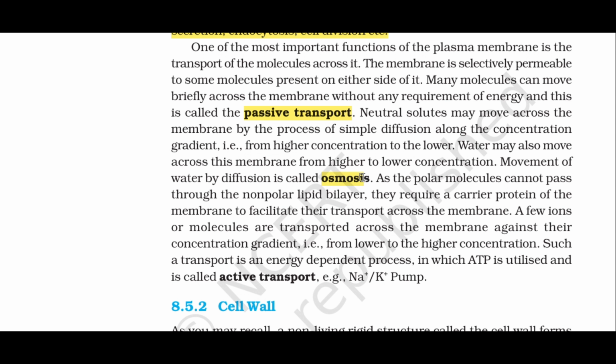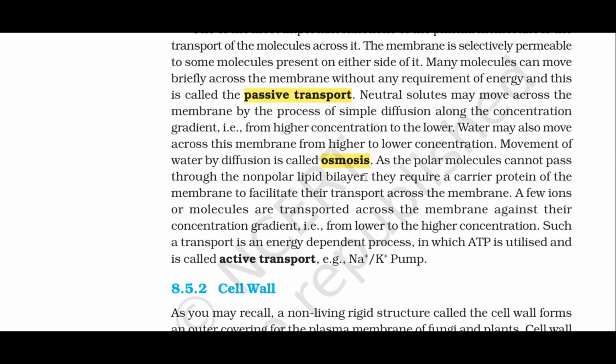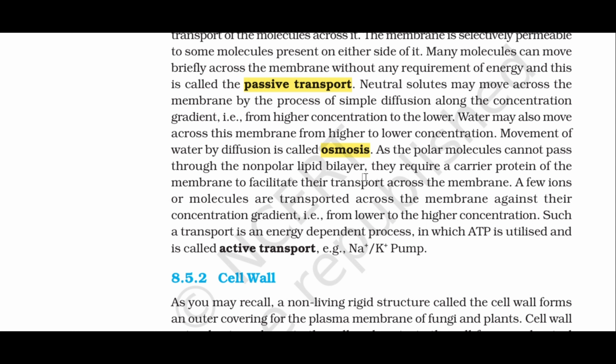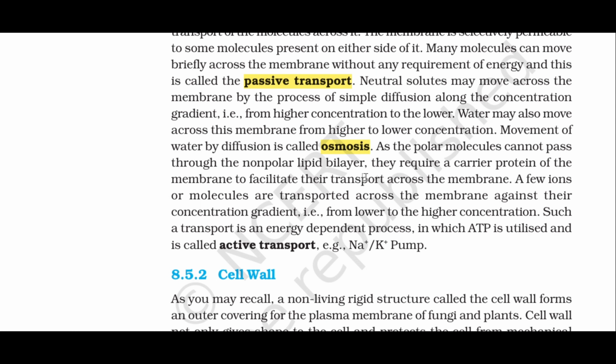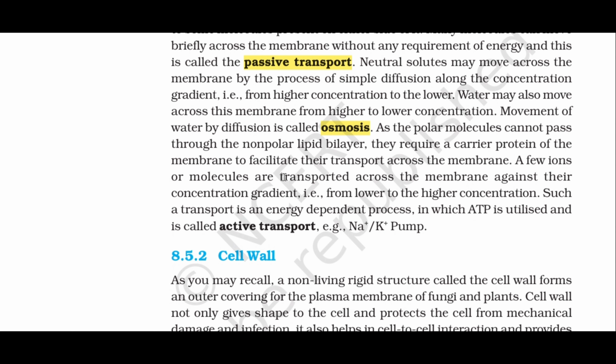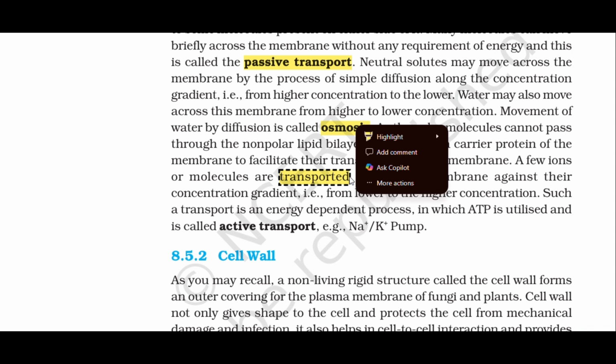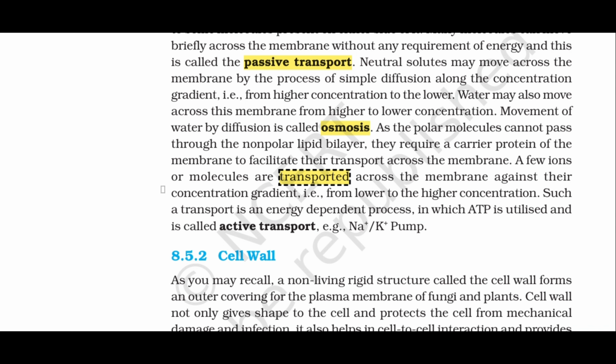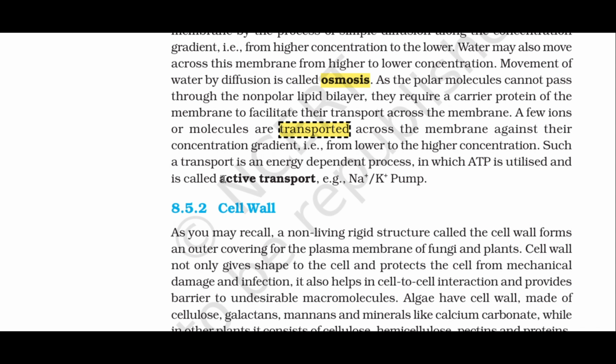As the polar molecules cannot pass through the nonpolar lipid bilayer, they require a carrier protein of the membrane to facilitate their transport across the membrane. A few ions or molecules are transported across the membrane against their concentration gradient, i.e., from lower to the higher concentration. Such a transport is an energy-dependent process, in which ATP is utilized and is called active transport, example, Na plus K plus pump.